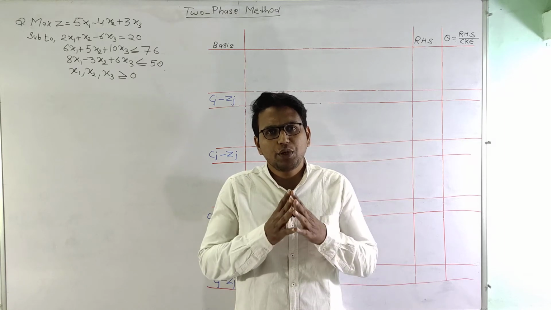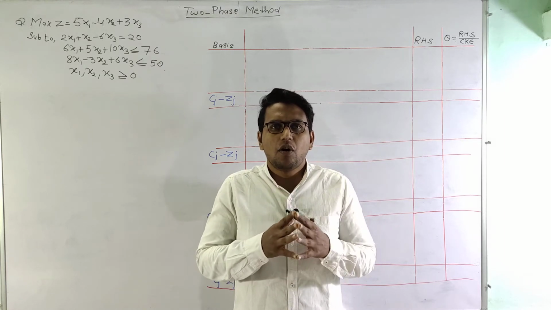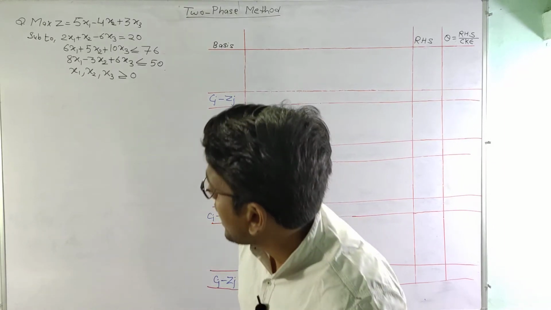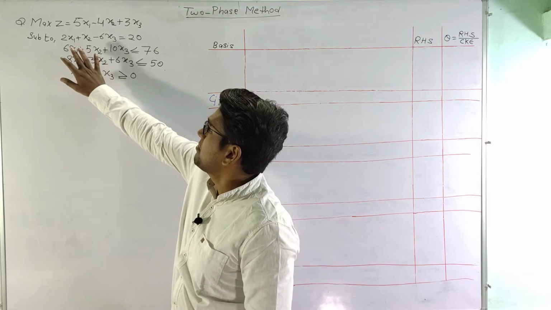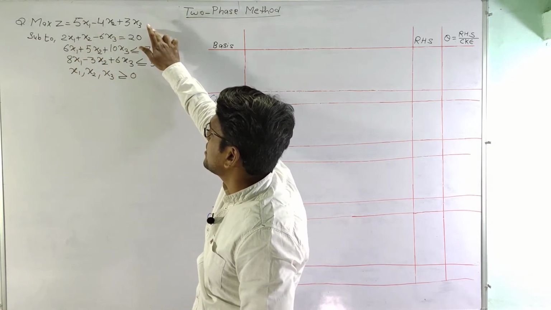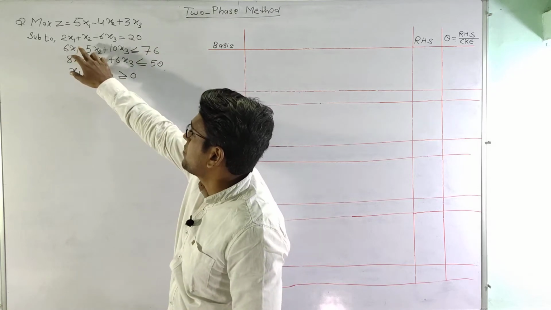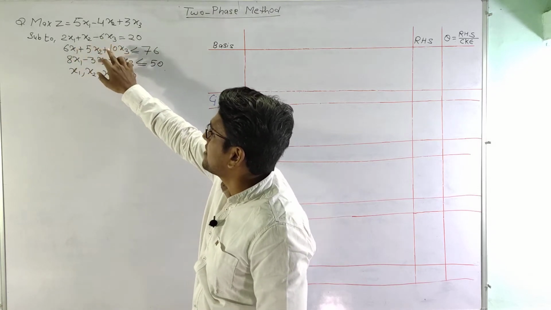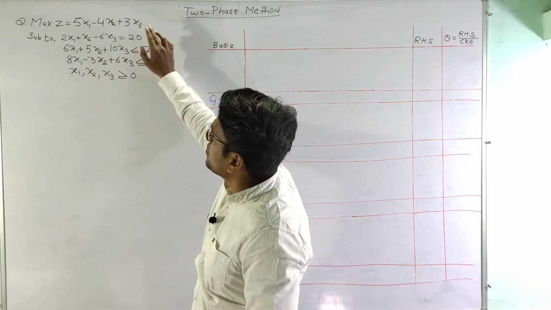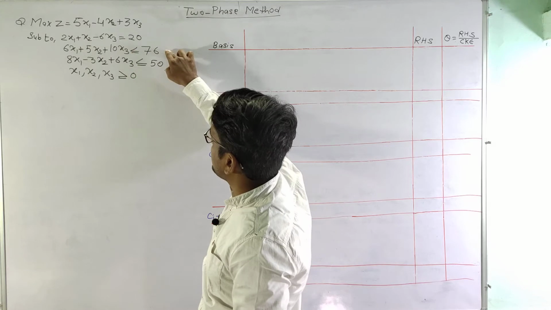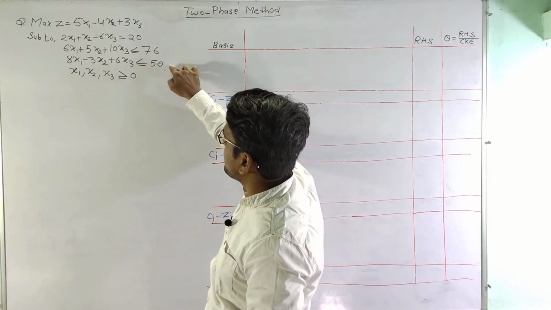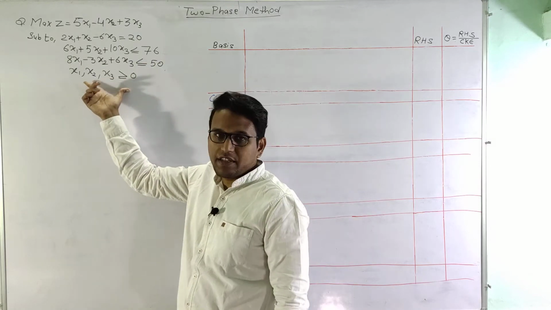So today we are continuing our lecture on the two-phase method. Let us begin with the problem, and the problem says: maximize z equals 5x1 minus 4x2 plus 3x3, subject to constraints 2x1 plus x2 minus 6x3 equal to 20, 6x1 plus 5x2 plus 10x3 less than or equal to 76, 8x1 minus 3x2 plus 6x3 less than or equal to 50, and x1, x2, x3 greater than or equal to 0.